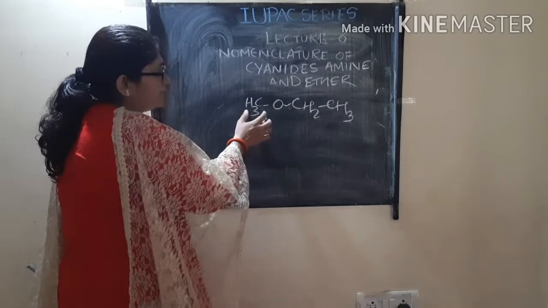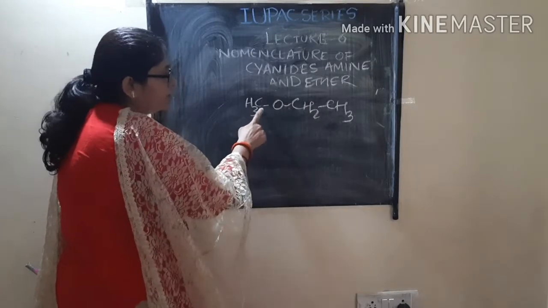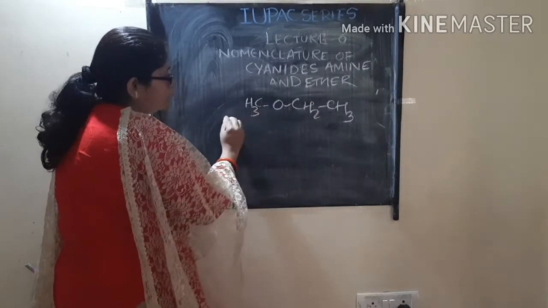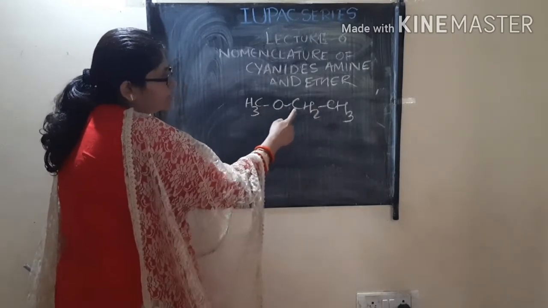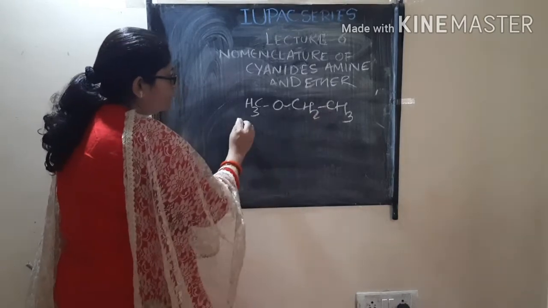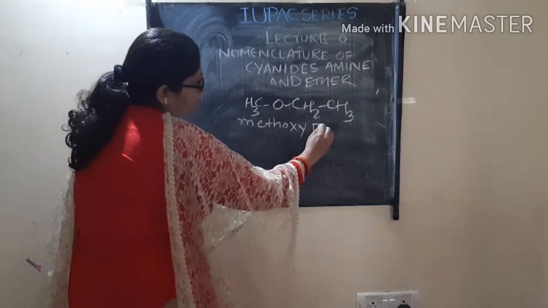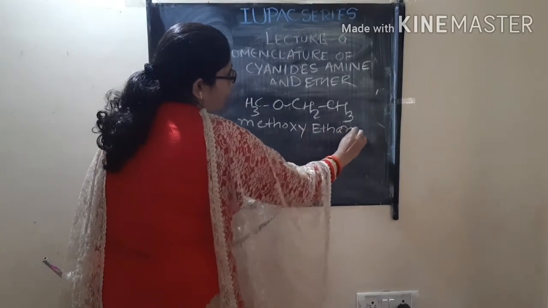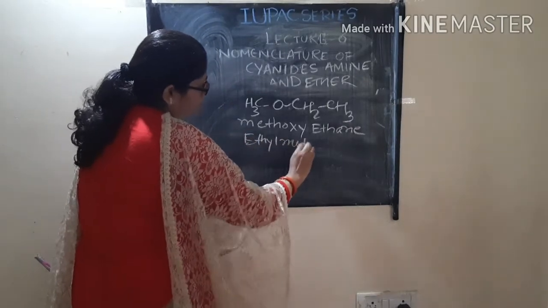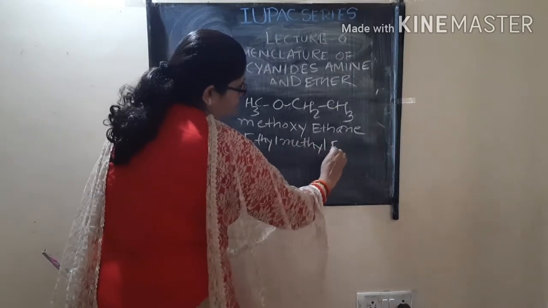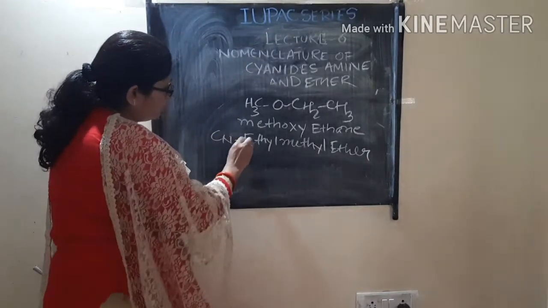So it will be, see, this side 1 and 2 carbon atoms. Here 1 carbon atom. This is smaller, so it will be methoxy ethane. How many carbon? 1. Methoxy. How many carbon? 2. Ethane. So it will be methoxyethane, or you can call it as, this is the common name, ethyl methyl ether. That is the common name.